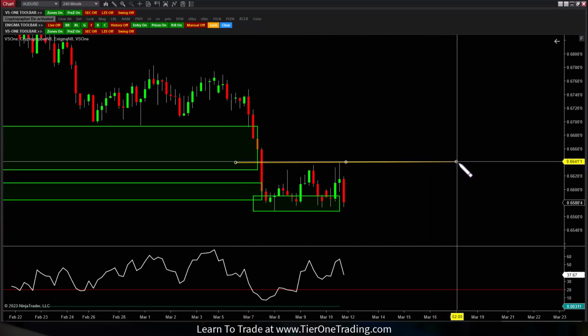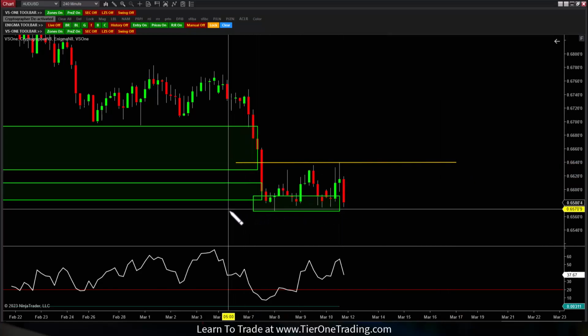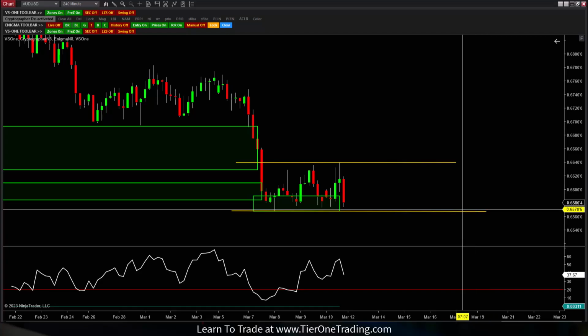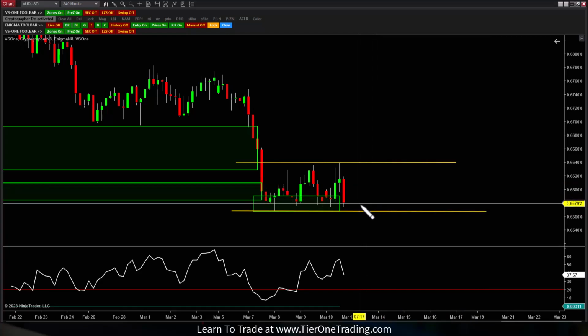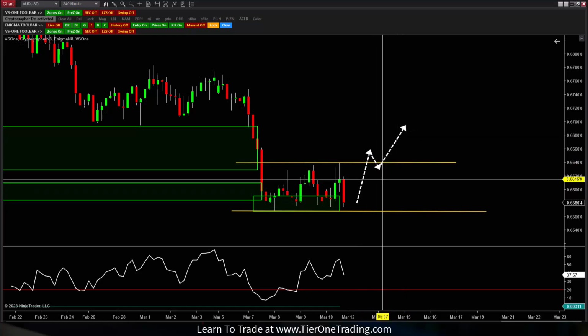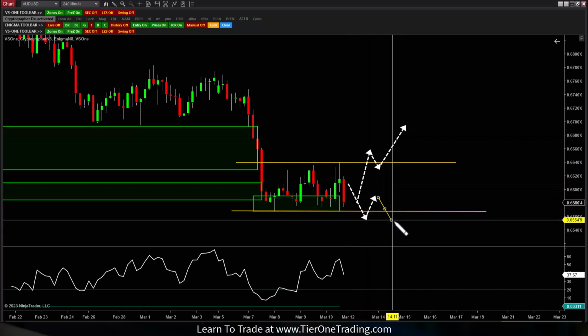So what I'll do is I'll put a horizontal line of structure resistance at the top here. I will print a horizontal line of structure support at the bottom here. And now what I want to do is wait for the market to show its hand. So I'm waiting for a violation one way or the other. If price action violates this level to the upside, then I'm looking for long opportunities. If price action violates this level to the downside, then I'm looking for short opportunities.